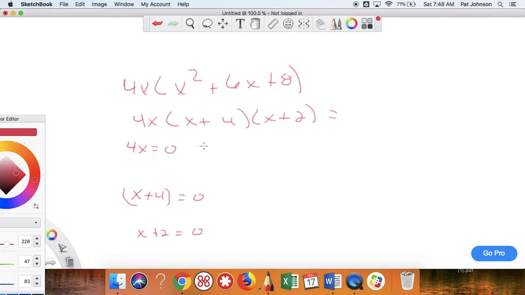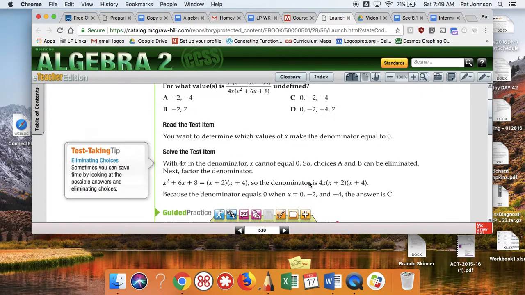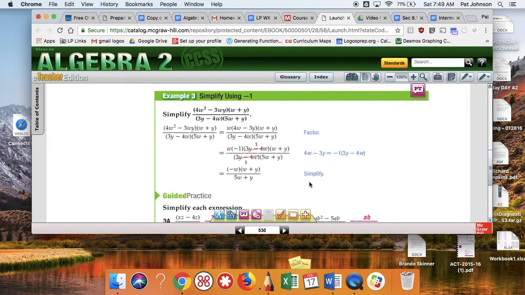So here I divide by 4 and I get x equals 0, obviously. The 4 is not going to really matter or change anything. x equals -4, and I'm just doing algebra. And x equals -2. So this is undefined when x is either 0, -2, or -4. It will make the denominator 0. Okay? So let's look at another example of simplifying rational expressions. Now, sometimes we need to factor out a -1. So let's look at example 3.